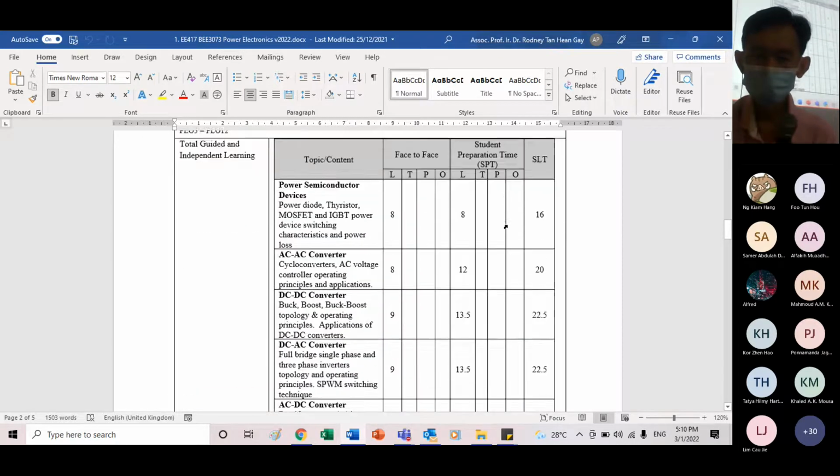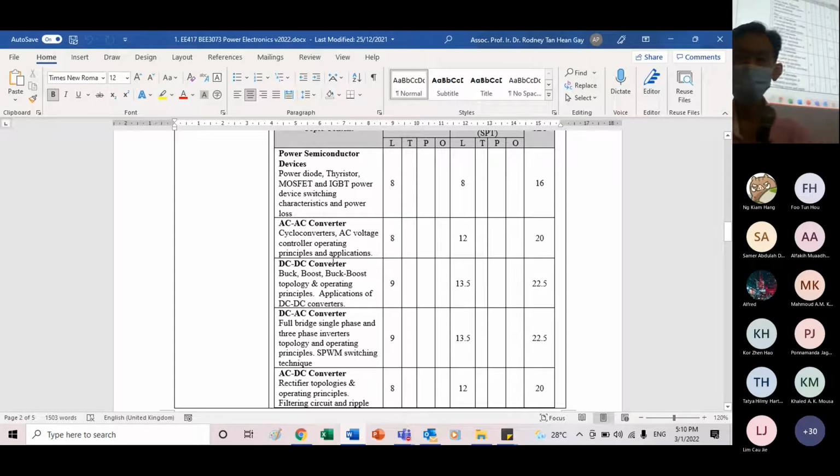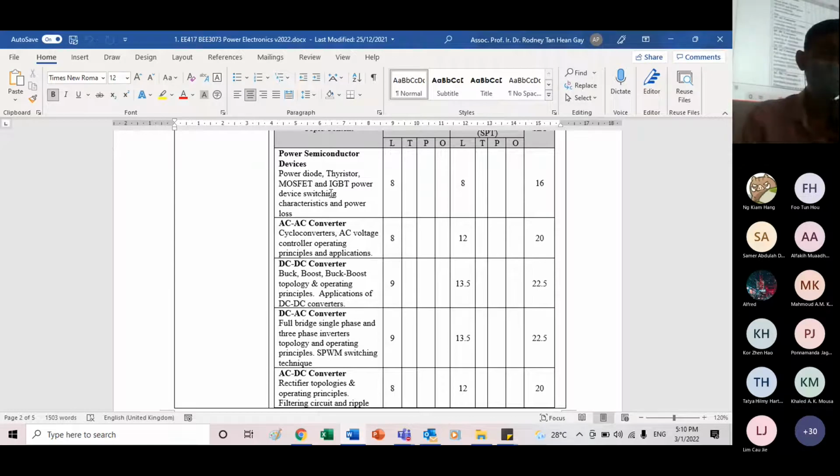Like I said, there are only 5 chapters here. The first chapter, we are going to talk about the power electronic semiconductor devices, such as the MOSFET transistor, the diode, and so forth. The components that are required to build a power converter.